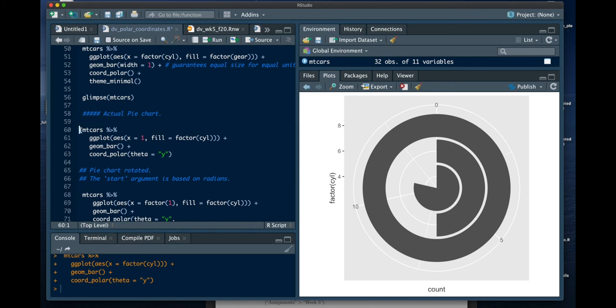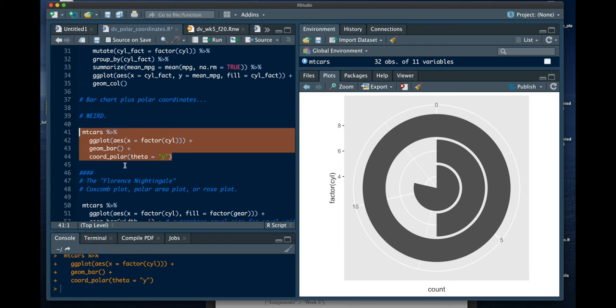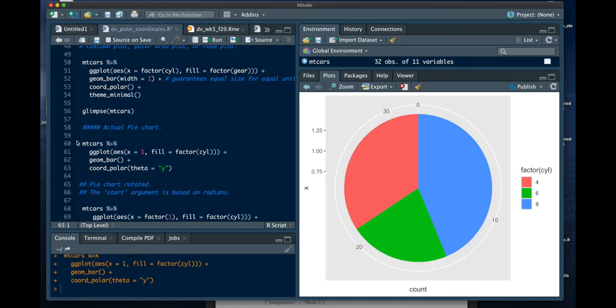I'm going to do now the same code that I have up here, where I just added the coord_polar with theta, but now I'm going to add this X aesthetic in the ggplot line, and I'm going to say x equals 1. And this is how we force all of these bars to start at the same point. Actually, let's go ahead and run it. So there we have it. Now the area of the circle represents the proportion of the total number of cars that have eight cylinders versus six versus four.